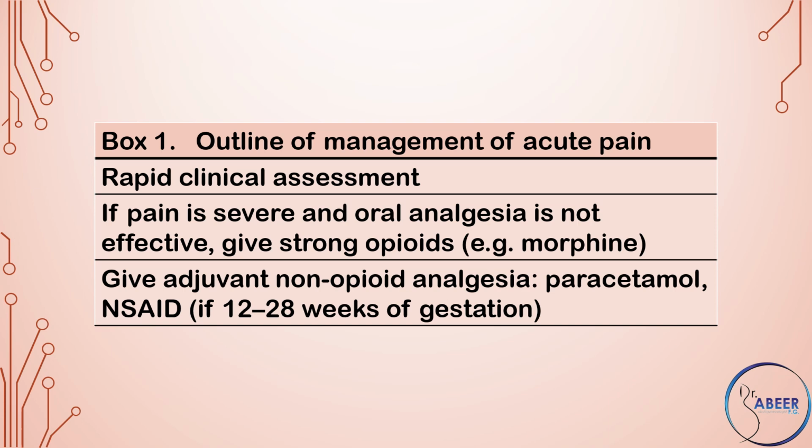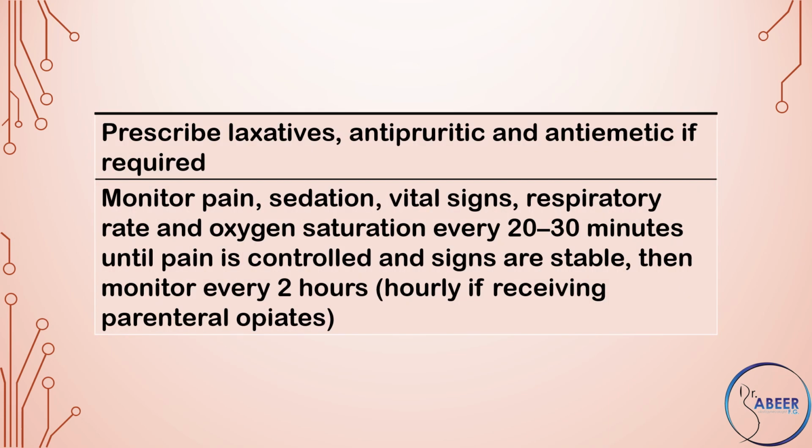Box number 1. Outline of management of acute pain. Rapid clinical assessment. If pain is severe and oral analgesia is not effective, give strong opioids such as morphine. Give adjuvant non-opioid analgesia, paracetamol, or non-steroidal anti-inflammatory drugs if 12 to 28 weeks of gestation. Prescribe laxatives, antipruritic, and antiemetic if required.